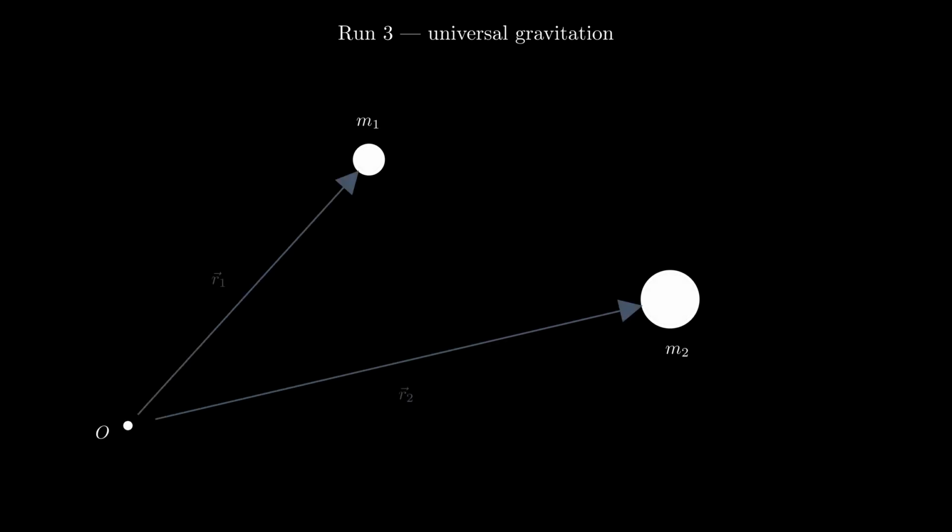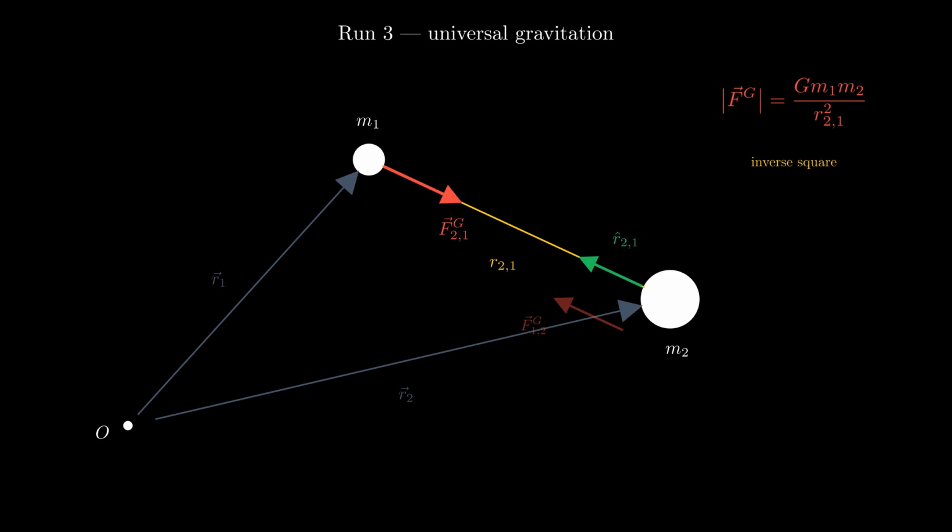Third run, two objects, masses m1 and m2. Draw their position vectors from a common origin. The center-to-center separation is r21, and along the line joining them sits the same unit vector from last video, r hat 21, pointing from mass 2 toward mass 1. The gravitational attraction acts along that same line, falling off as the inverse square of the separation. Force and the displacement share that line, so this is really a one-dimensional problem in the separation r.